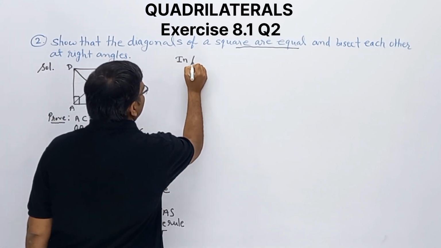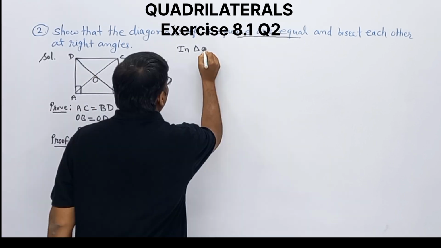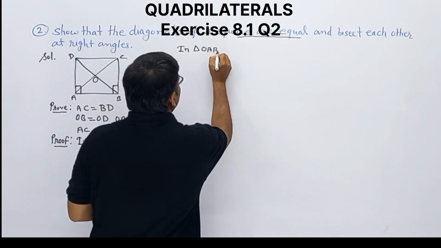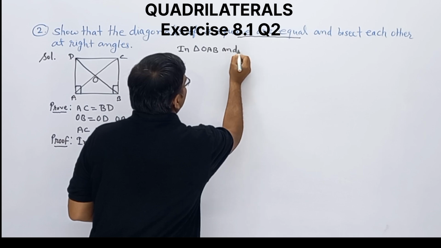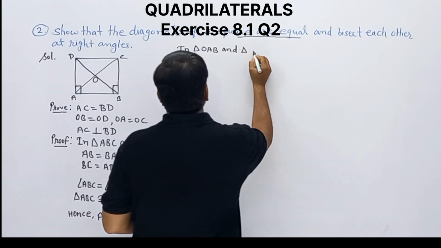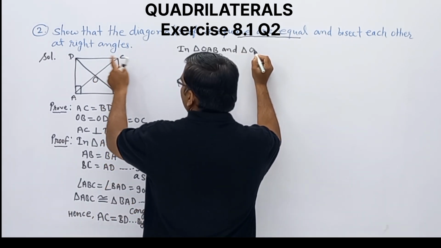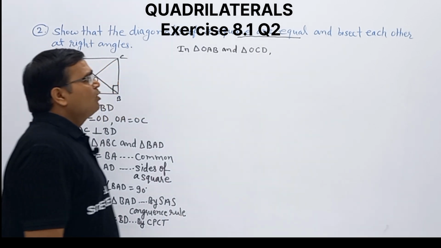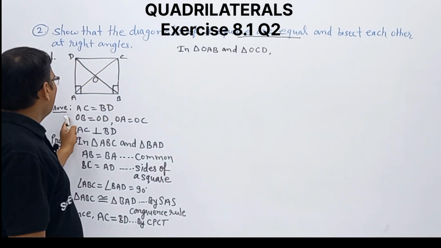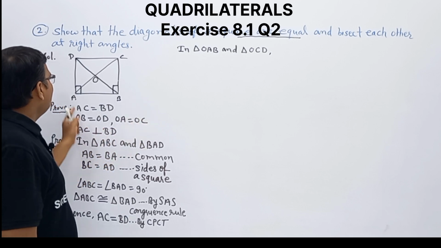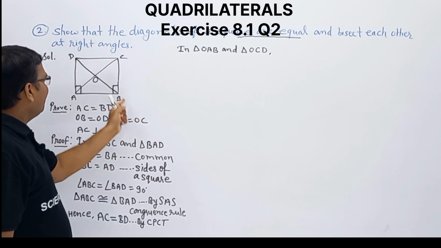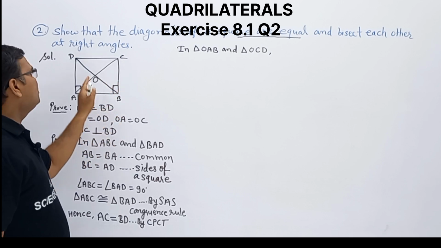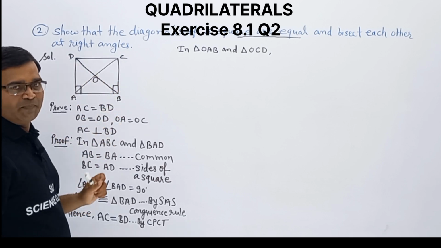In triangle OAB and triangle OCD, these two triangles, what are we doing? We proved that these diagonals are equal. Now we want to prove these diagonals are bisecting.